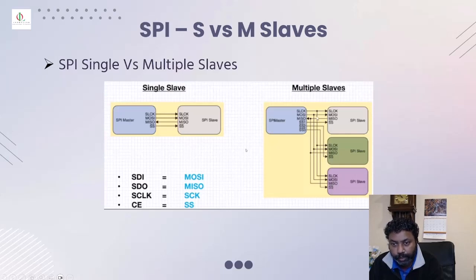So the clock is connected in common, MOSI is connected to each slave's MOSI, and MISO is connected to each slave's MISO. You will have separate chip select lines, and everything is independent. Every slave has to be controlled and connected to its own chip select line. So this is how it's connected.